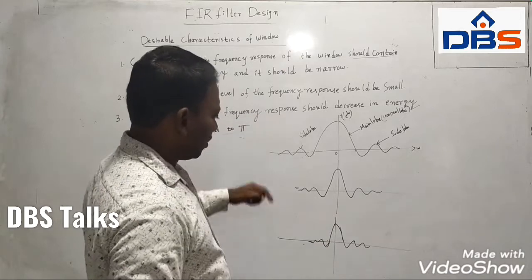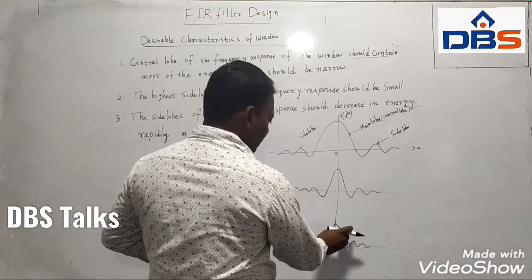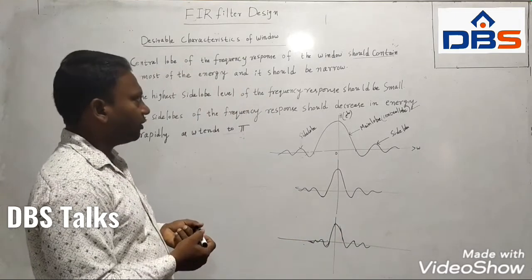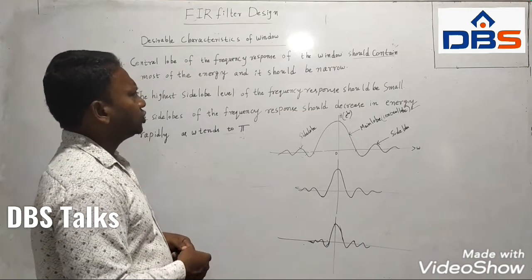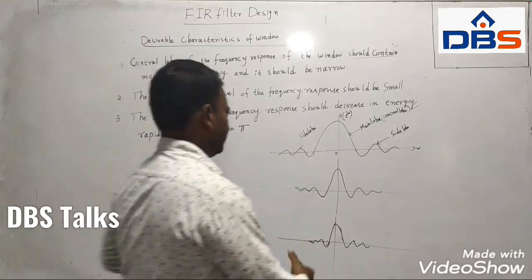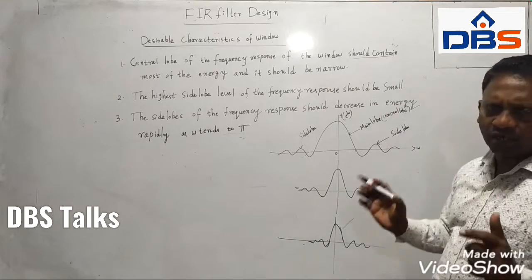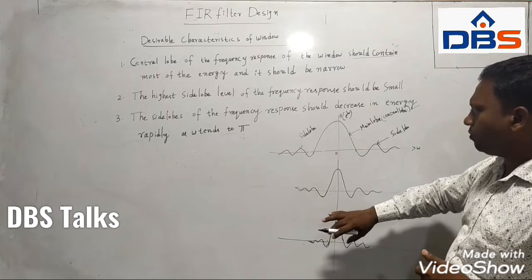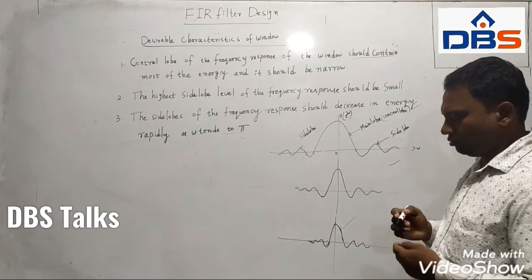Now see this. Out of these, one has a large width, and this one is narrow, still narrow, like that. The central lobe of the frequency response of a window should contain most of the energy, and it should be narrow. That is the importance of this. If you have three windows like this, always prefer the narrow one. The central lobe must be narrow, and most of the energy must be contained in the central lobe. That is one of the desirable properties of a window.